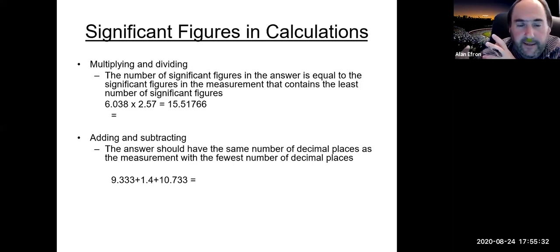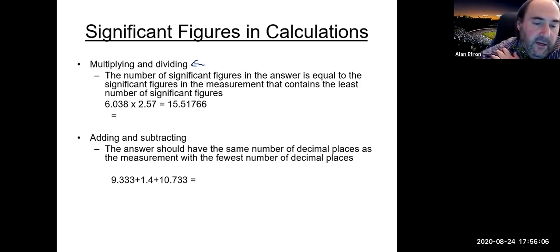significant figures here in calculations. And there's really kind of 2 groups of calculations that you commonly do. You either multiply and divide, or you add and subtract. When we multiply and divide, which is sort of the top here, your answer should have the same number of significant figures as the number with the least number of significant figures.